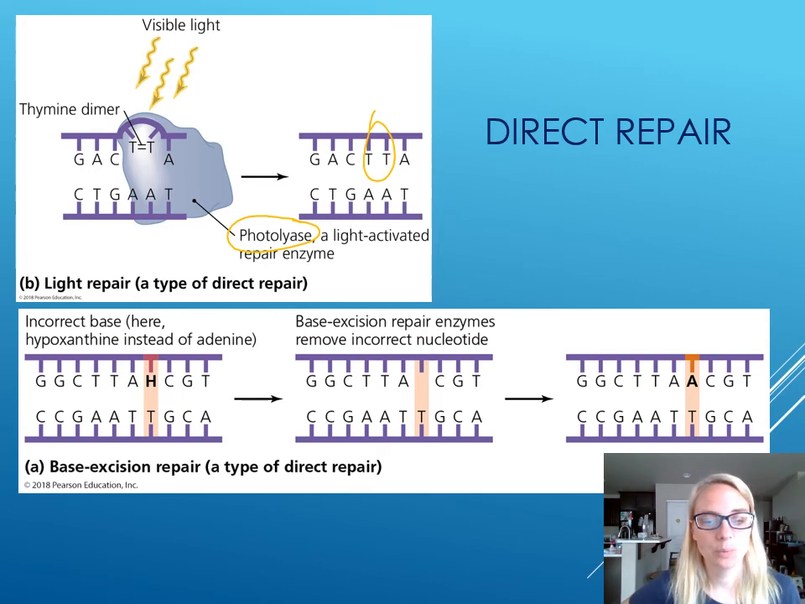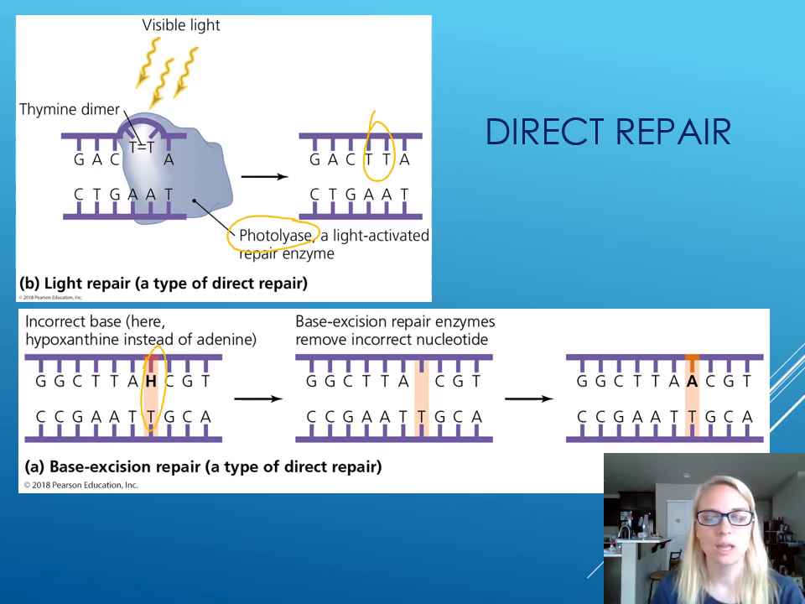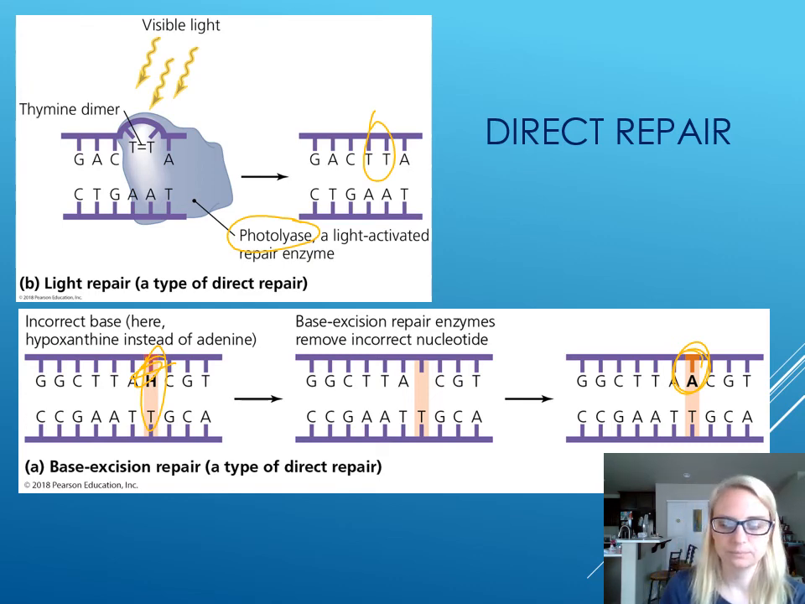In base excision repair, there's another set of enzymes that go along and they try to find, hey, that is not a correct match. And so what they'll do is they remove the incorrect piece. In this case, it's a hypoxanthine, which is probably a mimic of adenine, and it removes that, right, and then fills it back in with the proper base. So this is called base excision repair. It's a direct repair of the damage to that piece of the DNA, either the thymine dimer or the incorrect base being put in.